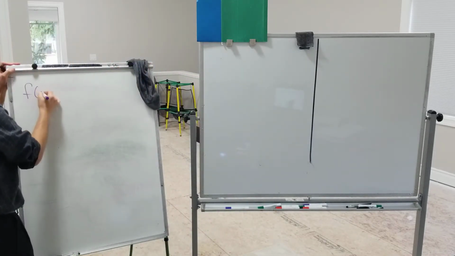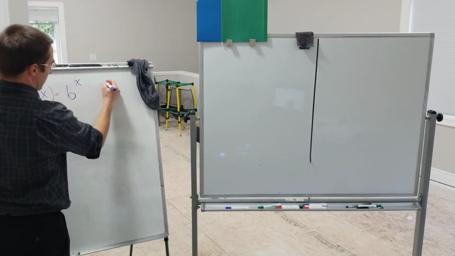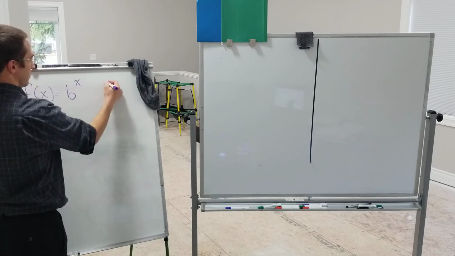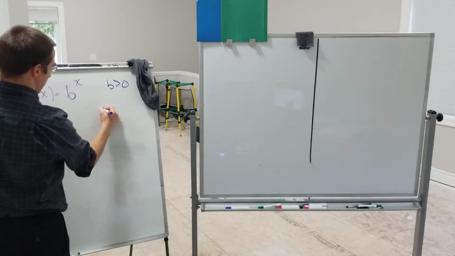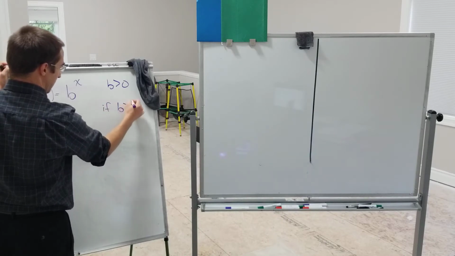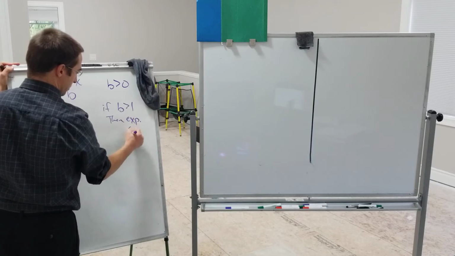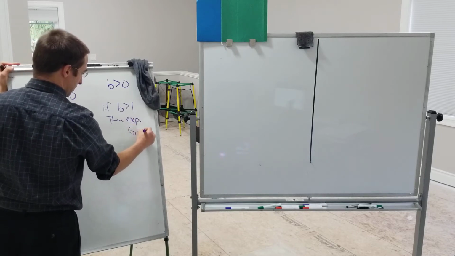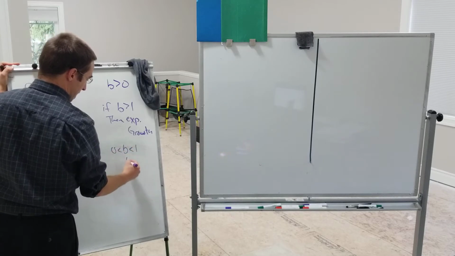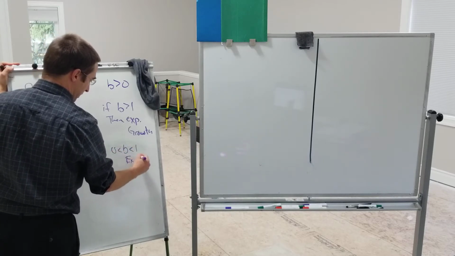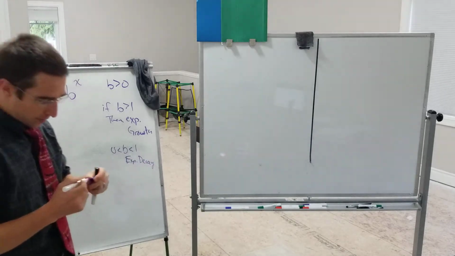So if we have this, where b is some number that's greater than 0. If b is greater than 1, then we have exponential growth. If b is between 0 and 1, then it's exponential decay. All right, this should be reviewed, but just going over a little bit.